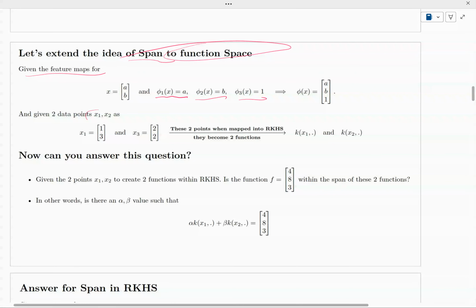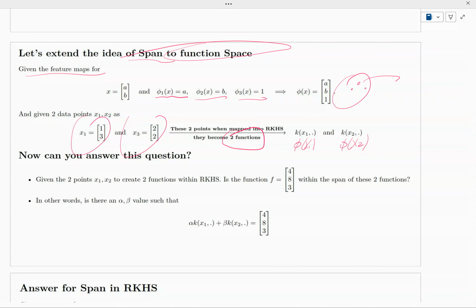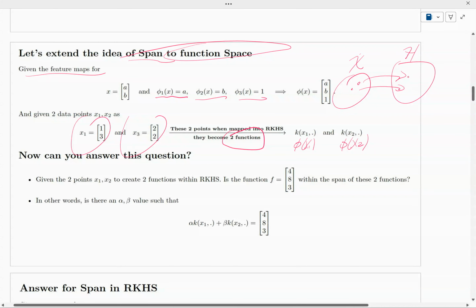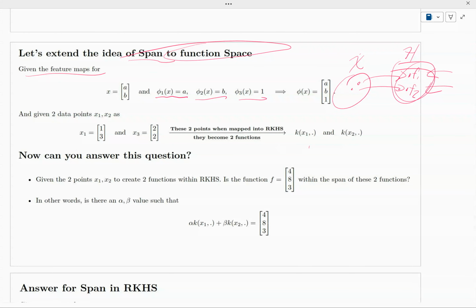Now, given 2 points, x1, x2, when mapped to RKHS, they become 2 functions. So 2 data points, when you map them to RKHS, become phi x1, phi x2, right? Once you map 2 points into the function space, RKHS, these 2 points are now functions, function 1, function 2. And these two are vectors. Remember, functions in RKHS are vectors. Therefore, they also create a span, right? These two functions will create a span.